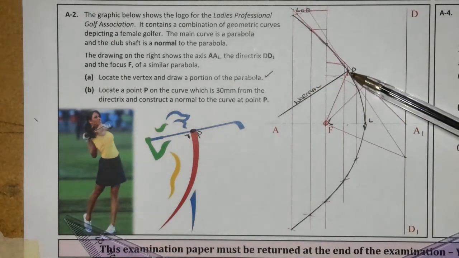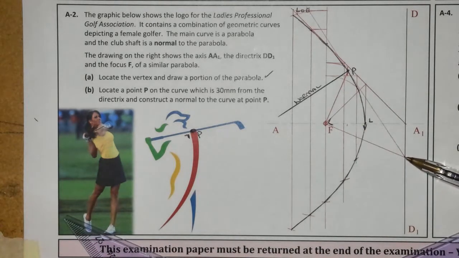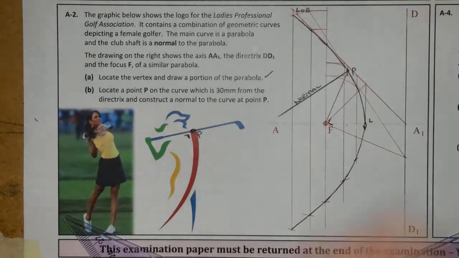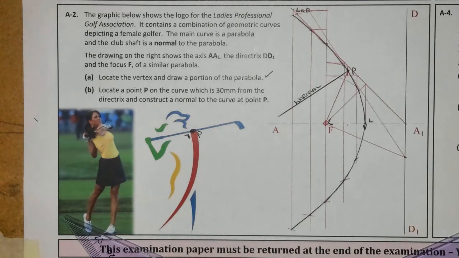And I got the tangent by going from P to the focus, perpendicular to that line to hit the directrix. Where it hits the directrix, join through P, you get your tangent. Perpendicular to the tangent, you get your normal. Okay, so that's probably the way that I'd most often recognise with this kind of problem.